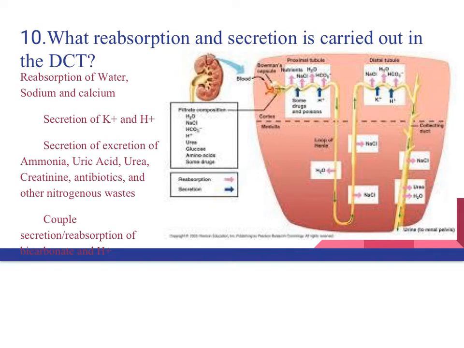You have water being reabsorbed pretty much through the entire nephron. So in the DCT, there will also be water being reabsorbed, and sodium and calcium. They often go in the same direction. Potassium and hydrogen ions typically go in the opposite direction. Hydrogen is usually being secreted because it has to do with the pH of your blood. We also secrete any wastes: urea, uric acid, creatinine, maybe antibiotics that you've taken that haven't been absorbed by your body.